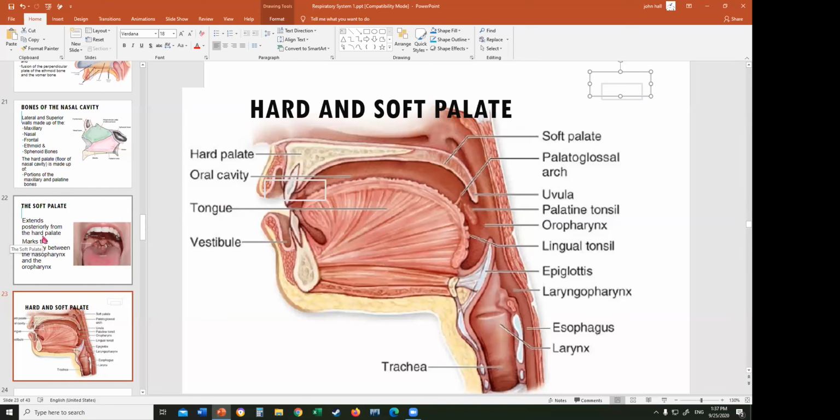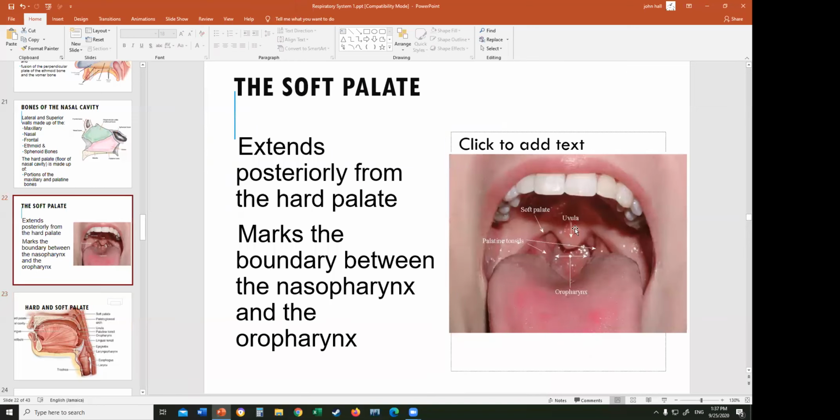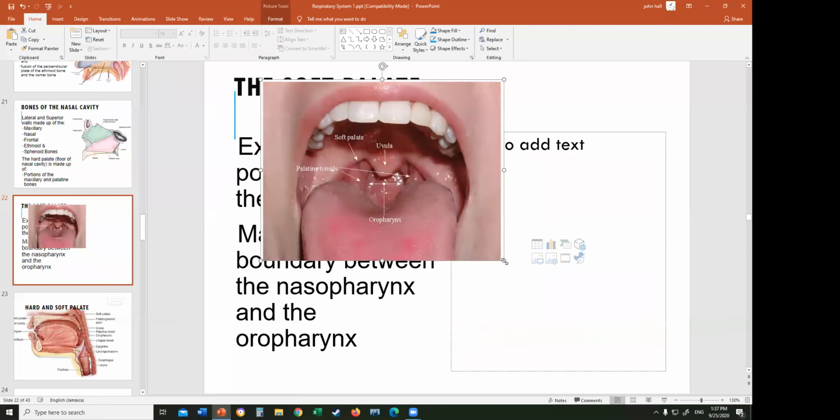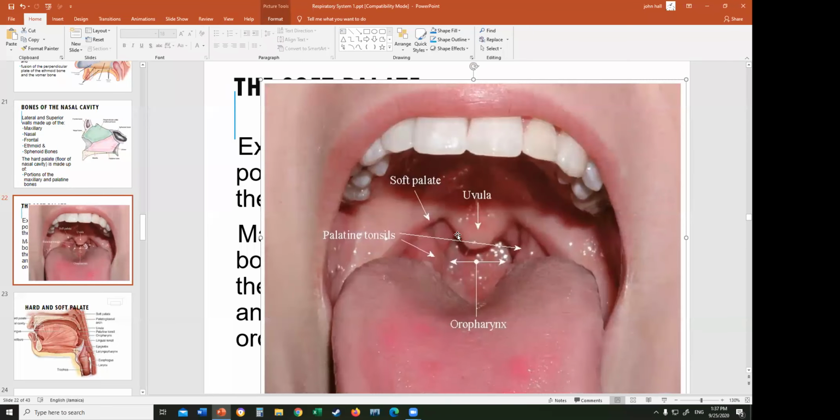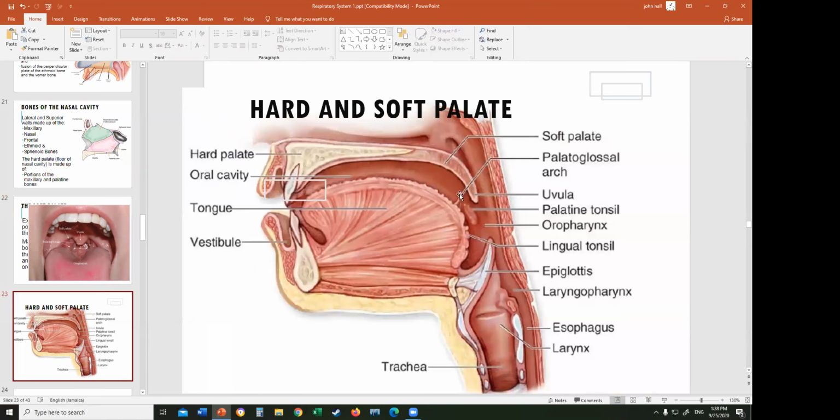Then now, you can see the uvula here. That's your uvula. That's a soft palate, right? And there you can see your tonsils on either side. Those are the palatine tonsils, right? And back behind there, now that's the oropharynx. So when you swallow, you push food to the oropharynx, and then from there, you automatically swallow the food down, right? Food, of course, goes to the esophagus, right?